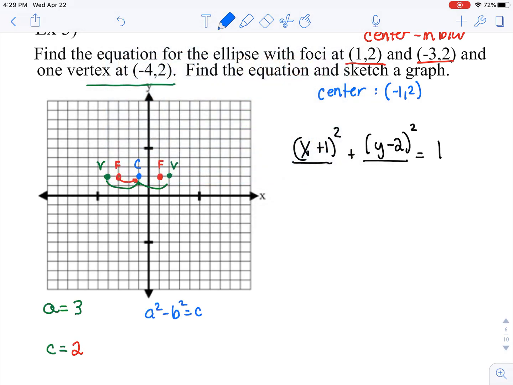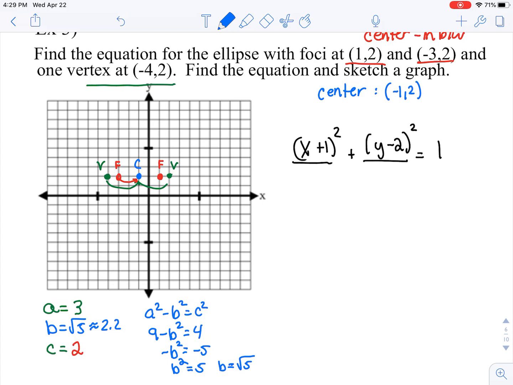A squared minus b squared equals c squared. So 9 minus b squared equals 4. Negative b squared equals negative 5. B squared equals 5, which means b is the square root of 5. And again, the square root of 5 is approximately 2.2.